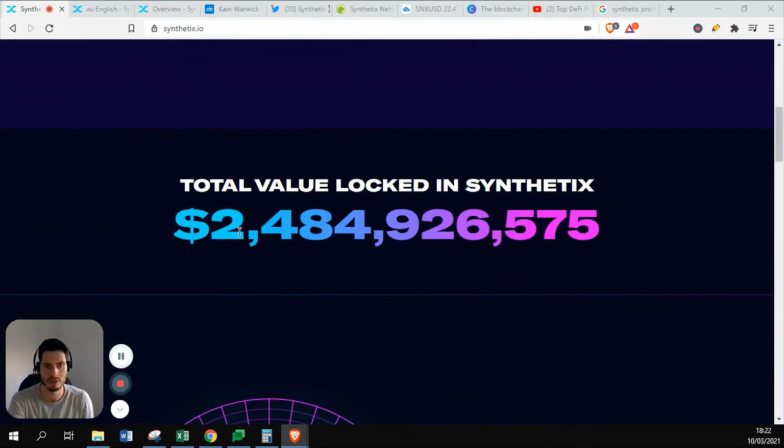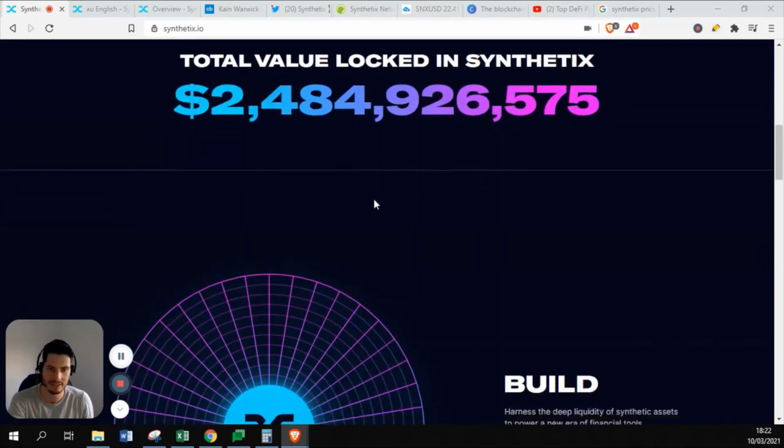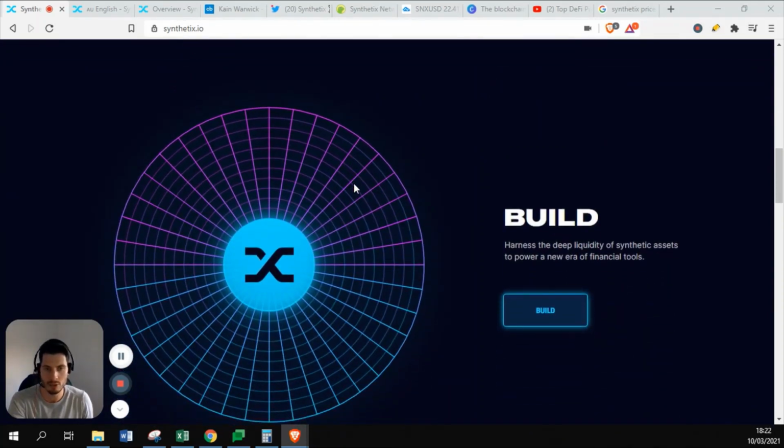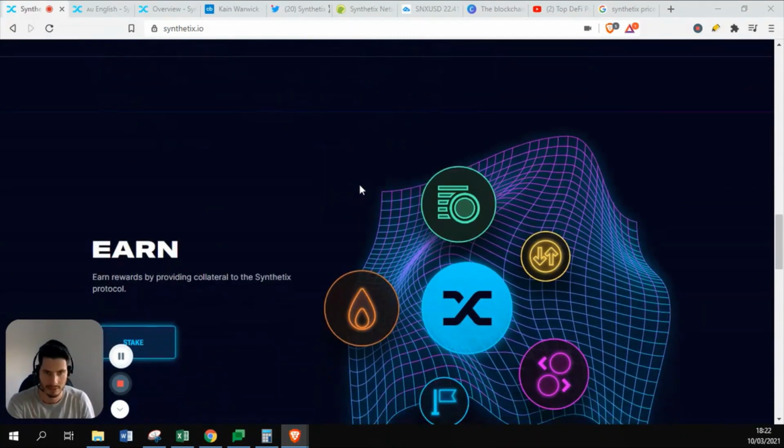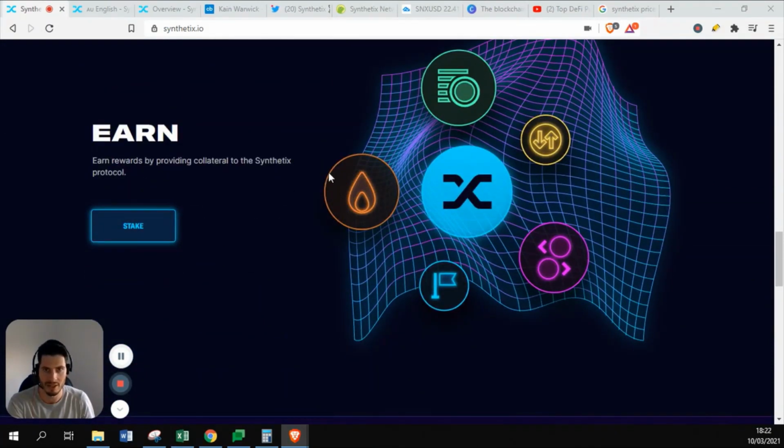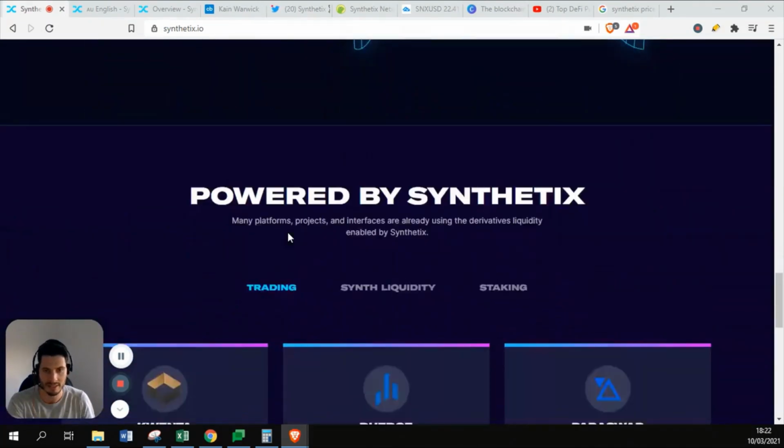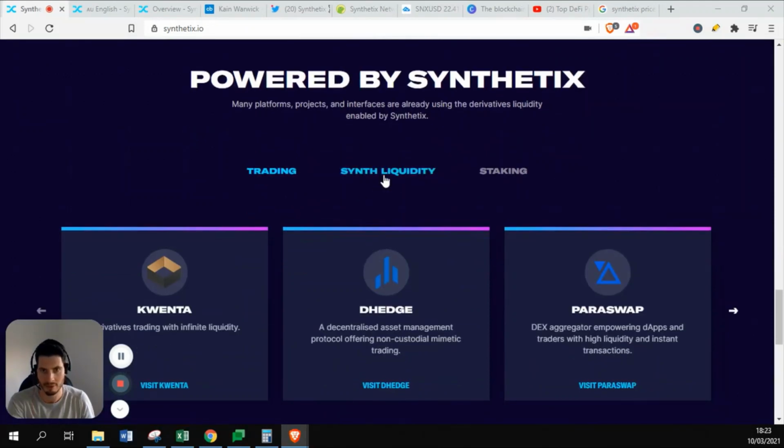So they already have over 2 billion locked in value in Synthetix. You can build your own synths, which are synthetic, so you can create your own real world asset that it tracks. There are different ways to earn. One of them is staking, others are by providing liquidity and by trading real world assets or cryptocurrencies.